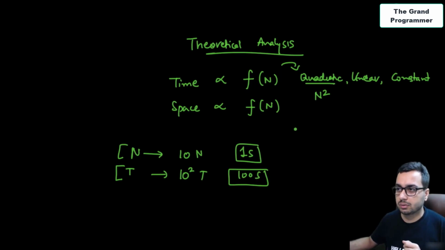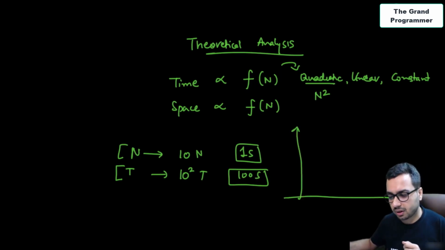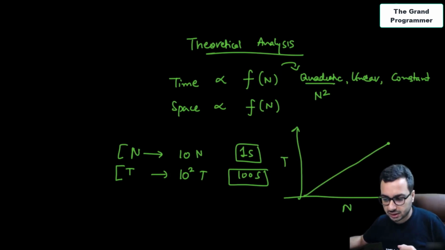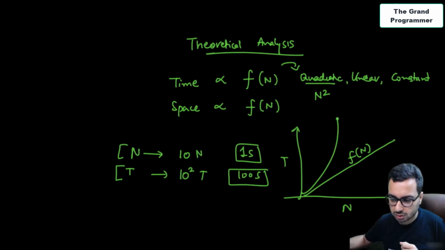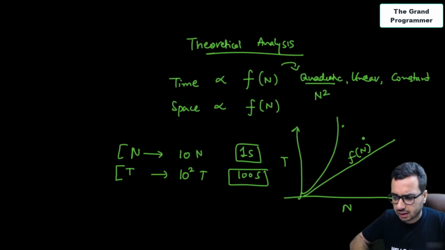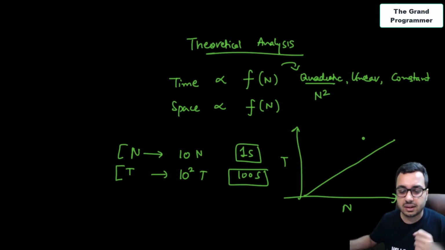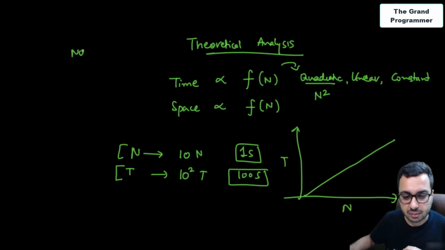So generally, you will see different types of plots, time versus n. A linear plot would look something like this. That means time is a function of n. A quadratic plot would look something like this, that it is a function of n square. And we generally depict these complexities using a notation which is known as big O notation.